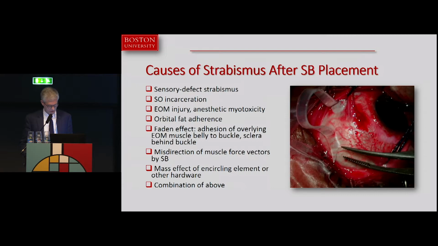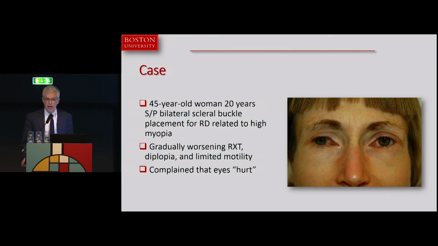And then clearly there's a combination of the above. I thought it'd be interesting to just present a case that came my way when I was in Minnesota. This was a 45-year-old woman who, 20 years ago, had bilateral scleral buckle placement for retinal detachments related to her high myopia. And what she had noticed over the past year and a half to 2 years was gradually worsening right exotropia, limited motility, and significant diplopia.